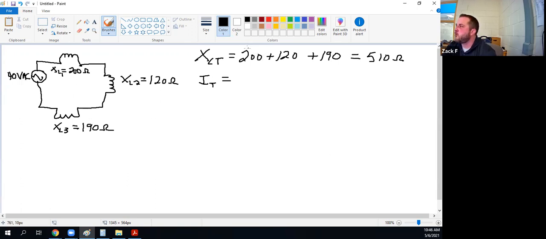What's the total current in this? Total divided by X sub L total. 40 divided by 510. 78.43 million. Don't believe me. Somebody will do it.